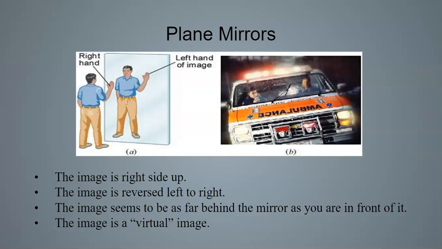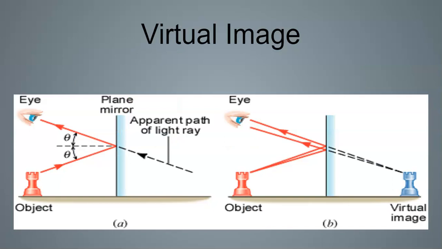But the image seems to be as far behind the mirror as you are in front of it. That's called a virtual image. It's not really there. There's nobody behind the mirror waving at you. It's a picture that gets put together in your eye, in your brain. And so that's that virtual image thing. We'll see more virtual images as this goes on.